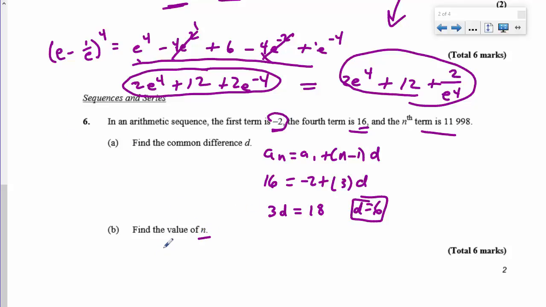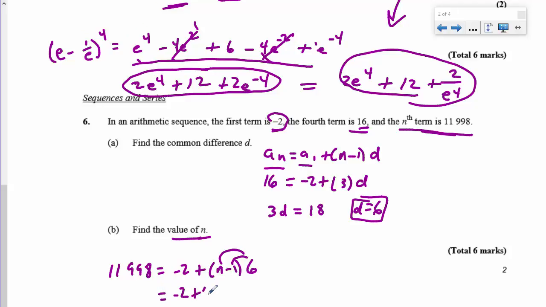Now it wants me to find the value of n. They tell me the nth term is this, which is fantastic. So that's going to be a_n. This is 11998. This will equal, again, that's what we just found, the first term is negative 2. I don't know what the n value is. That's what I'm asked to find. So this is just going to be n minus 1, and then the common difference, d, we just decided is 6. So we're solving this equation for n. We'll distribute the 6 into here. So I'm going to have negative 2 plus 6n minus 6 is equal to this.